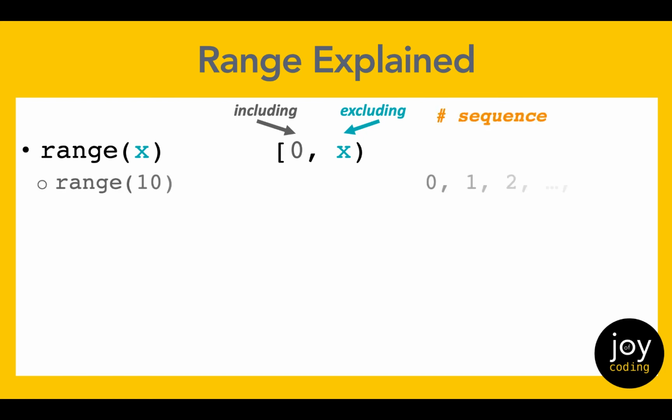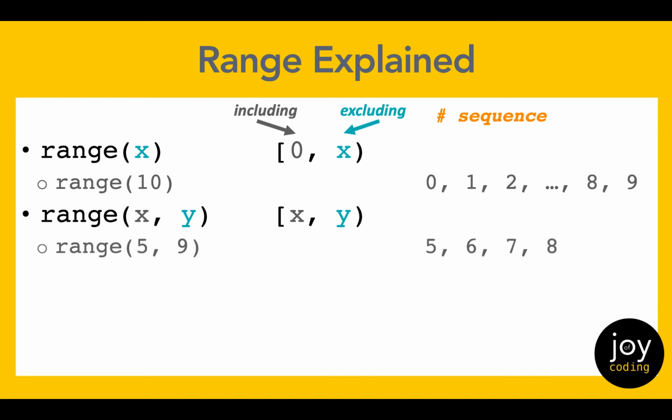So for example, range(10) is going to give us the sequence 0, 1, 2, 3, 4, 5, 6, 7, 8, 9. We start at 0, go up through, but not including 10. The second way we can call the range function is with 2 parameters, x and y. We're going to start at x, inclusive, and go up through, but not including y. So for example, range(5, 9) is going to give us the sequence 5, 6, 7, 8. We start at 5 and go up through, but not including 9.